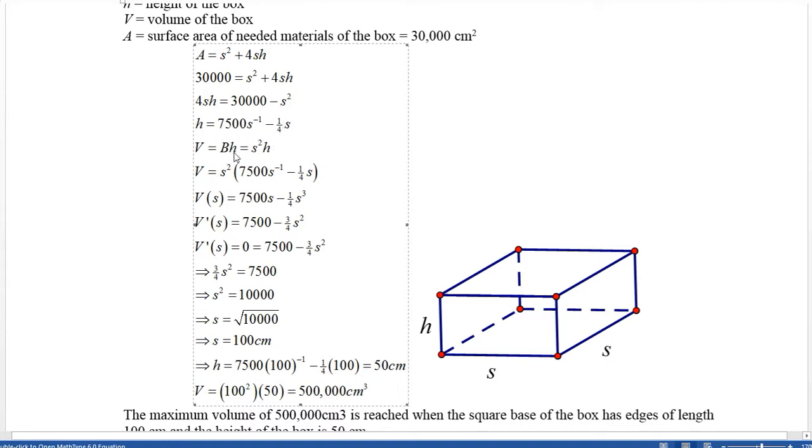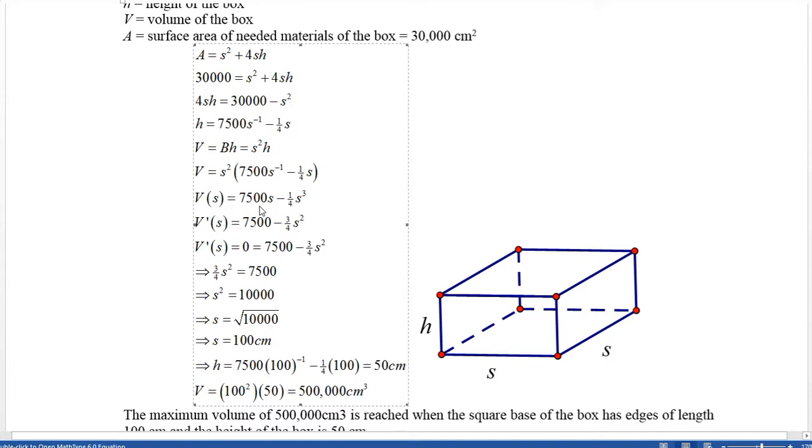The volume is the area of the base times the height, or in other words, length times width times height, or S squared times H. But H is given by this formula, so I can substitute that in, and now we have the volume as a function of a single variable. I'm going to distribute the S squared. S squared times S to the negative 1 is just S, and S squared times S is S cubed. So here we have the volume as a function of S.